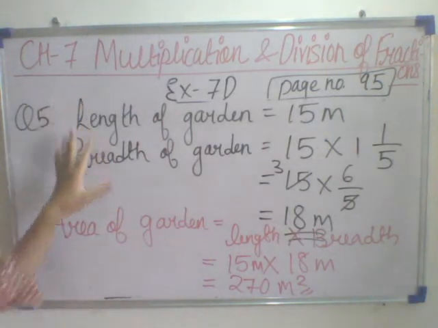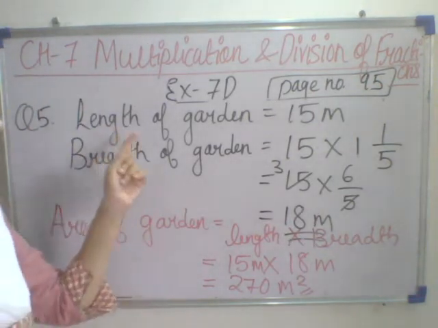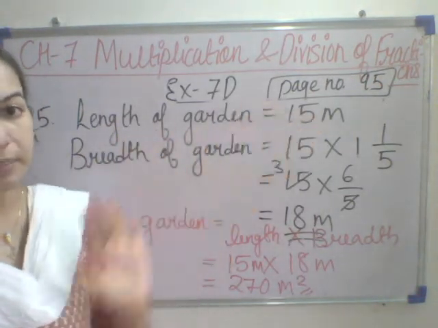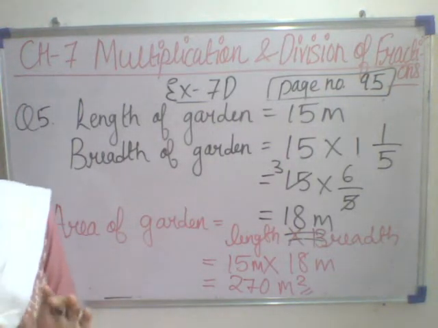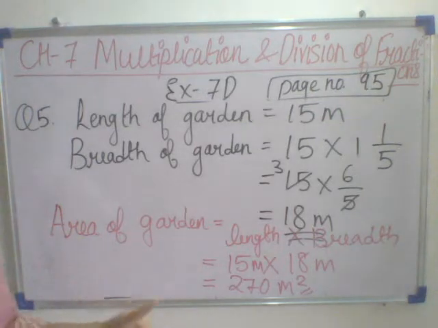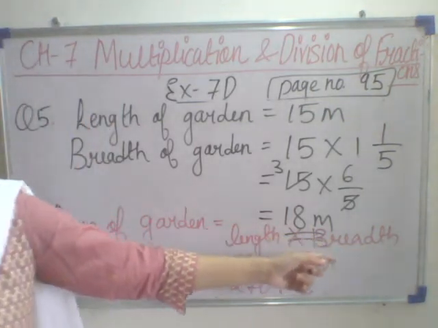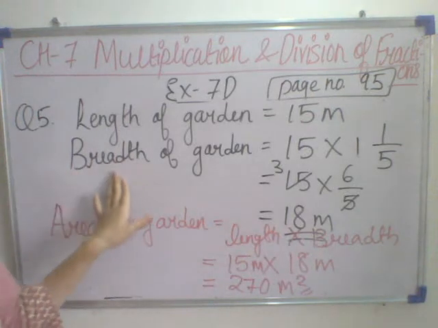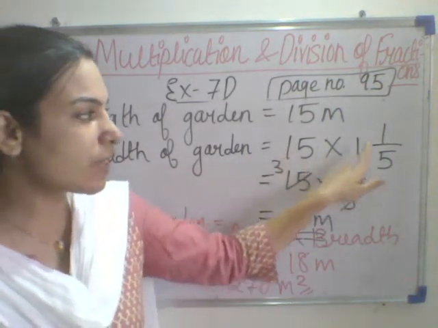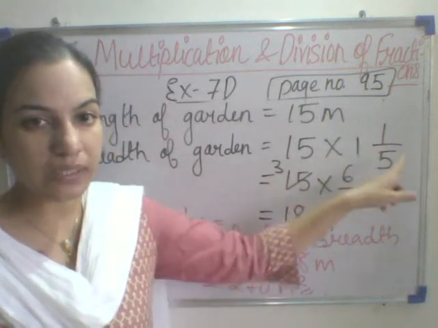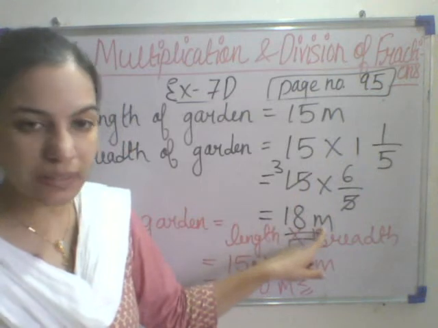So let us revise this question. Question number 5. In the question it is given the length of a garden, that is 15 meter. Then area is asked in the question. So in order to find the area, first of all we must know the breadth of the garden. So here I have to find the breadth of the garden, that is 15 multiplied by 1 upon 5. If you multiply it, we will be getting 18 meter.